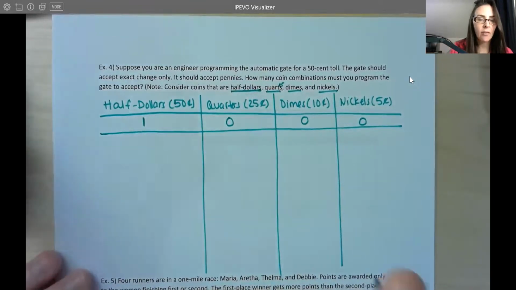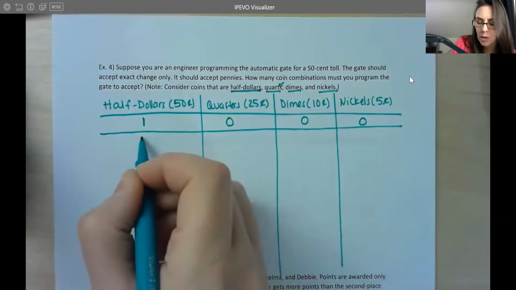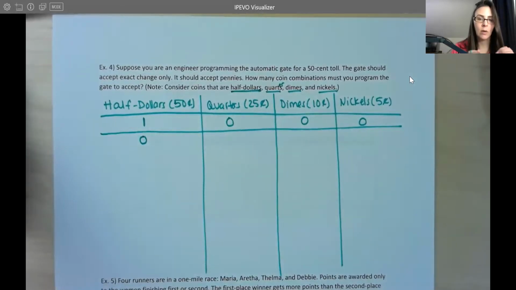Now, after the half dollar, you're not going to use 2 or 3 half dollars, right? It's just one and you're all set. So all of our other combinations are not going to use half dollars. They're going to use 0 half dollars, because if you have a half dollar, then you've already paid. So let's think about other ways that we could pay the machine.